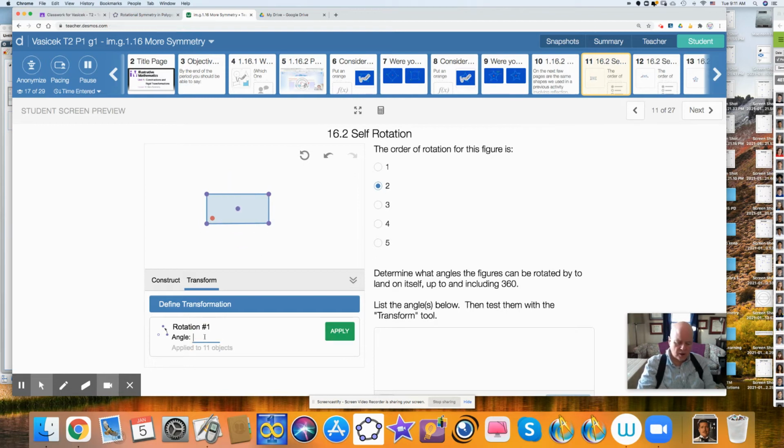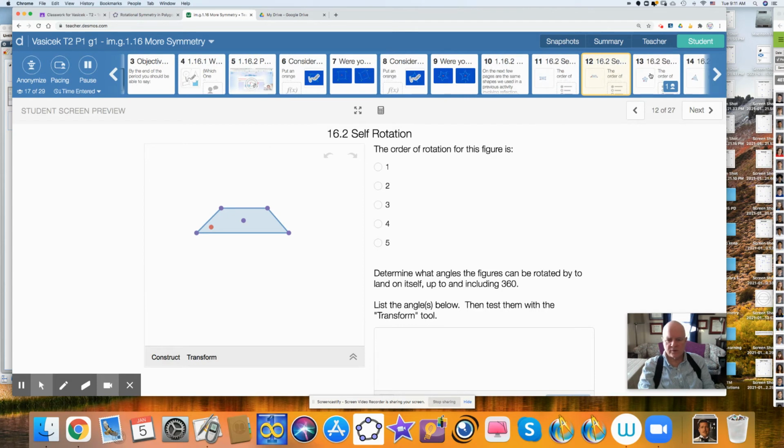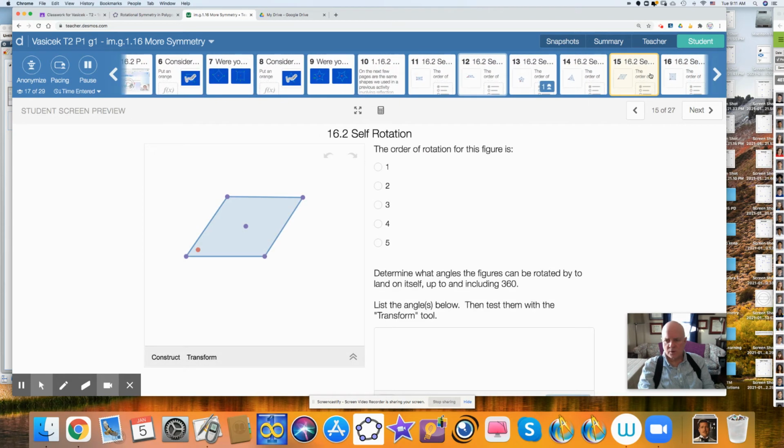If I do 150 degrees, that still doesn't quite make it. If I do 180 degrees, and you can see the original red dot, this actually matches up to itself. So it's got one angle of 180 and then 360. So 2 is the order. Every one of them will have 360. Don't put 0. 0 is not an order of rotation. You're not rotating if you put 0. And you try this for each one of these.